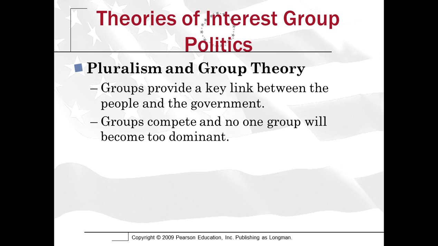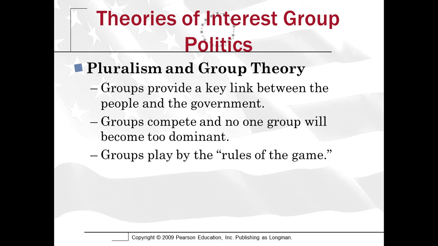So if you think about, for example, there's a lot of pro-life groups that want to see abortion made illegal, and a lot of pro-choice groups. And those are interest groups. They're trying to influence government policy, right? And a pluralist would say, well, whichever one has the most support will win, and that will be the policy that the government does. It also argues that no one group will become too dominant. If groups try to overreach, they will become unpopular, according to a pluralist.